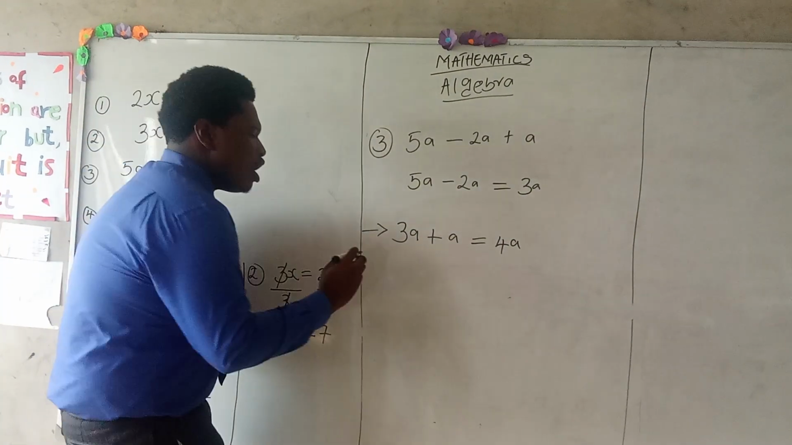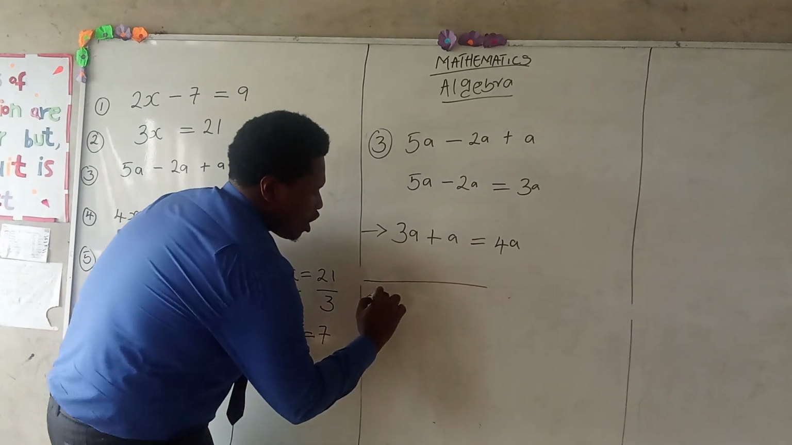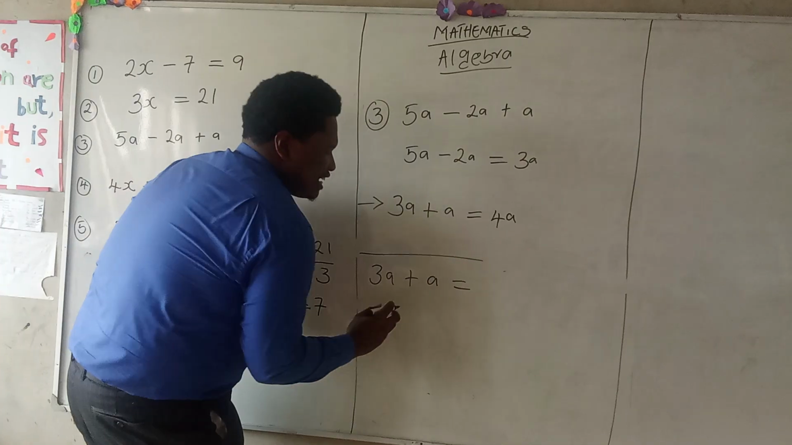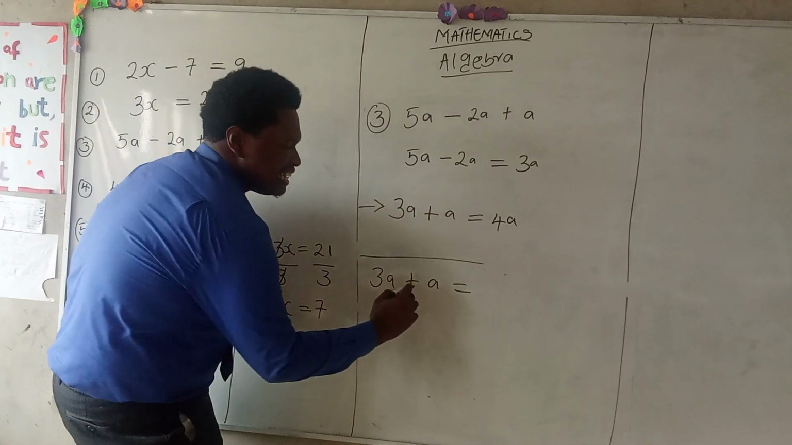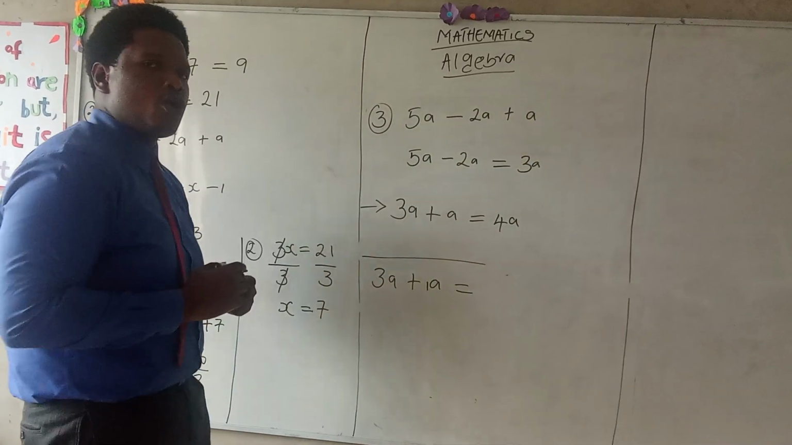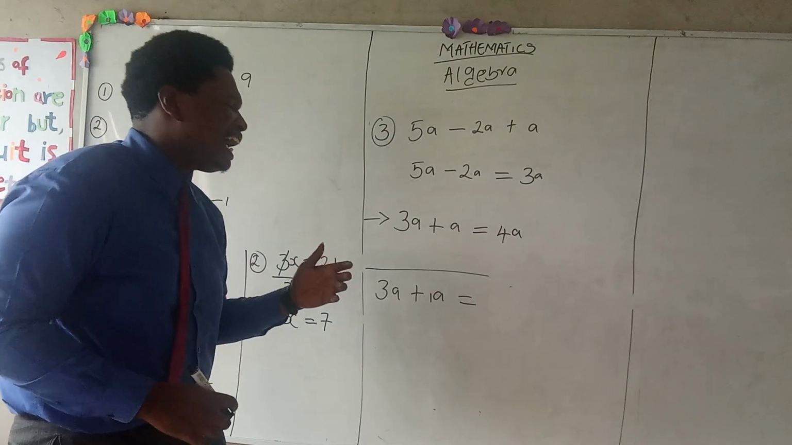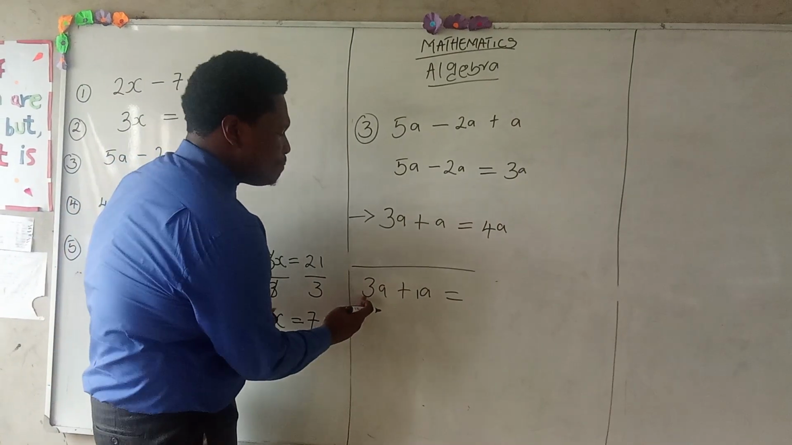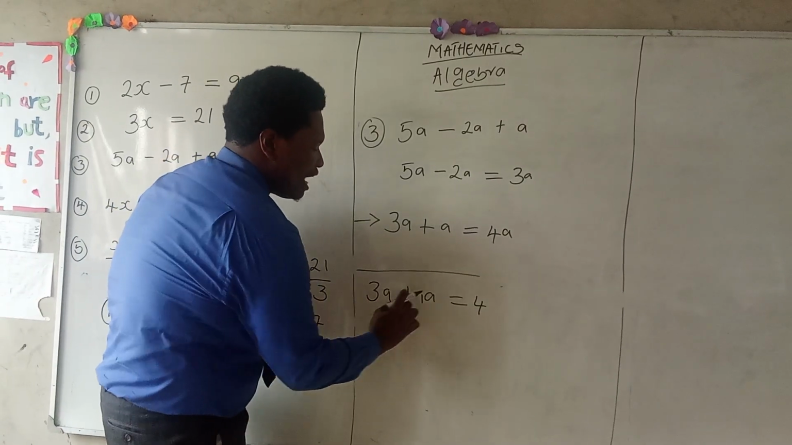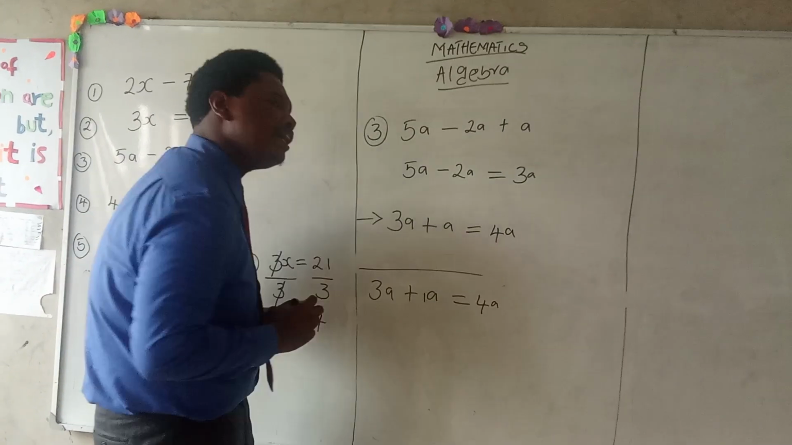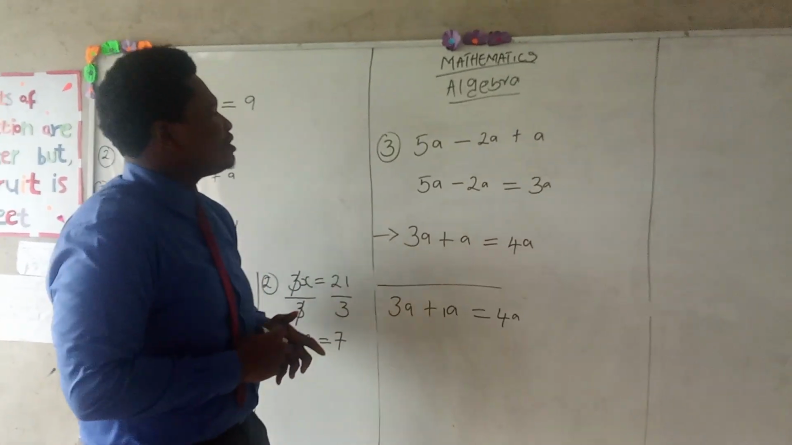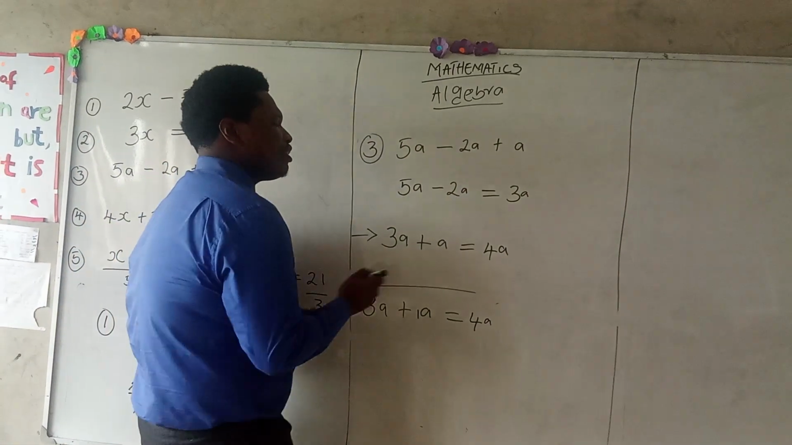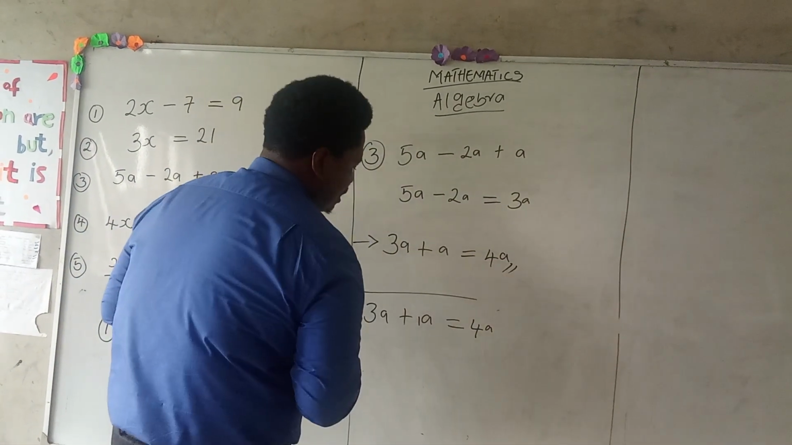Now, I know at this point, most students get confused. Let me try to explain. When we have 3a plus a, the coefficient of a is 1. What do we mean? The number attached to a is 1. So it is the same as saying 3 plus 1, which is 4, and then you bring your a. So when we say 5a minus 2a plus a, our final answer will give us 4a.